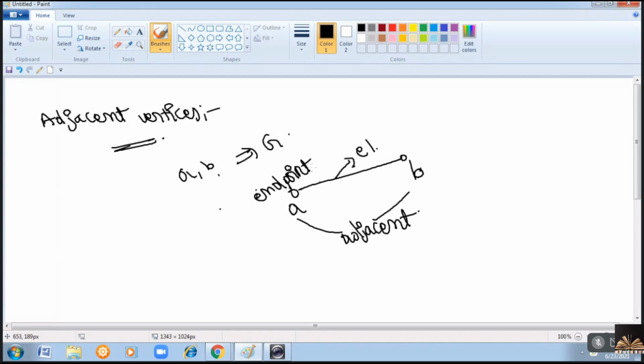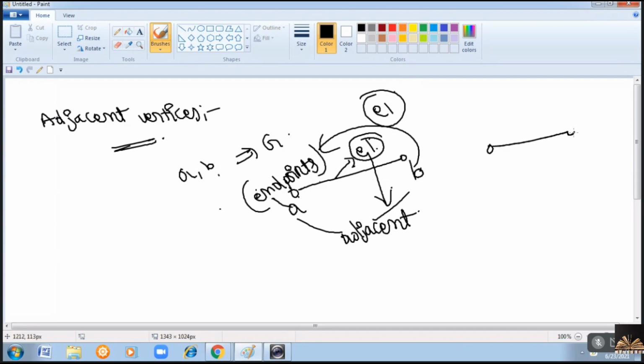The vertices A and B are also called endpoints of an edge E1. Endpoints of edge E1, right? So between the endpoints, if there is an edge associated with it, we will call those vertices adjacent to each other.